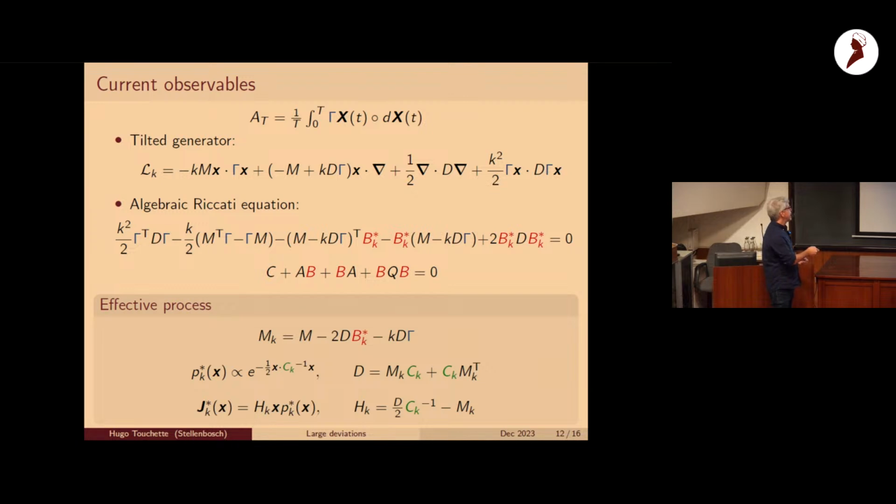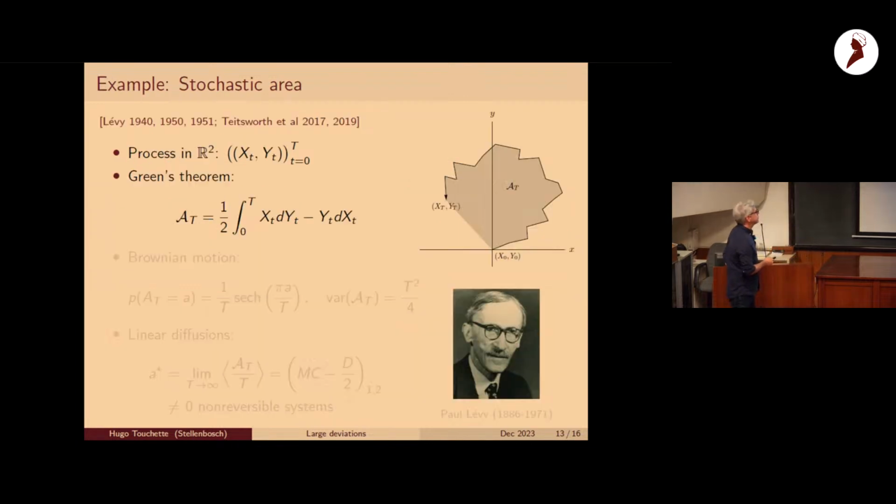And so this will change, but you don't change the fact that you have a BK matrix that you need to find, and then to find that matrix, you need to solve a Riccati equation. All right, so to finish, what I'll do is I'll show one application, which is quite interesting.